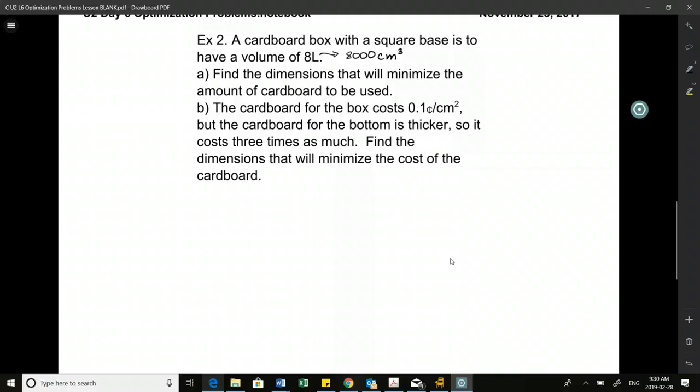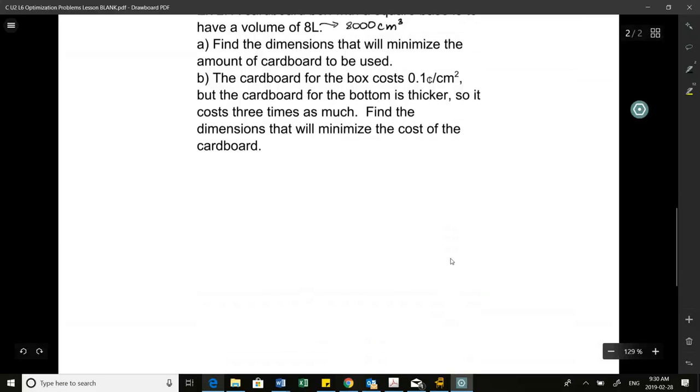Okay, we're going to find the dimensions that will minimize the amount of cardboard to be used. So we're thinking surface area here. Is it cubed or squared? Cubed. Volume is cubed, right? Squared is like a flat, like surface area. Okay, so let's just draw ourselves a picture.